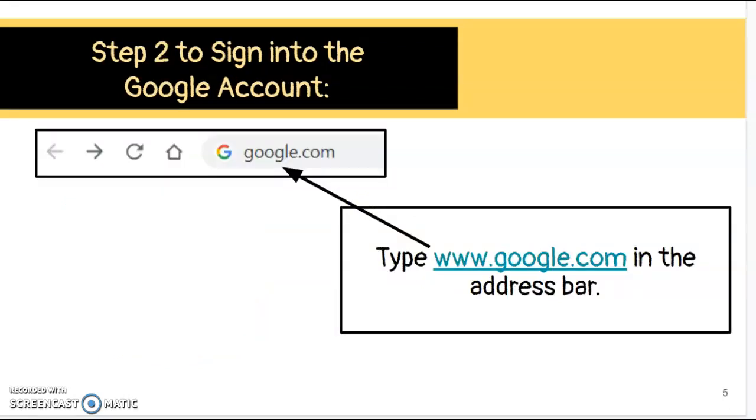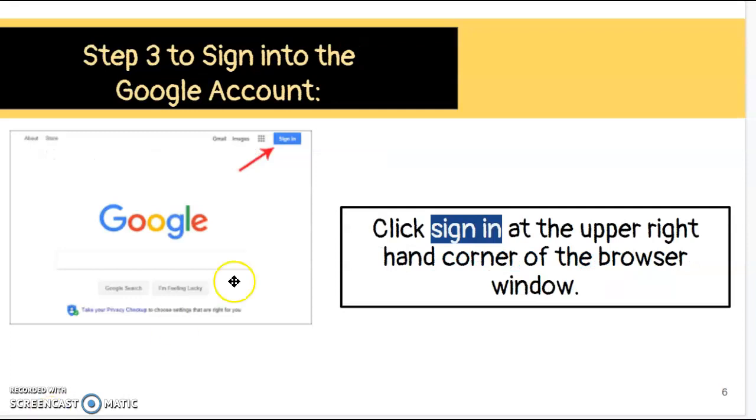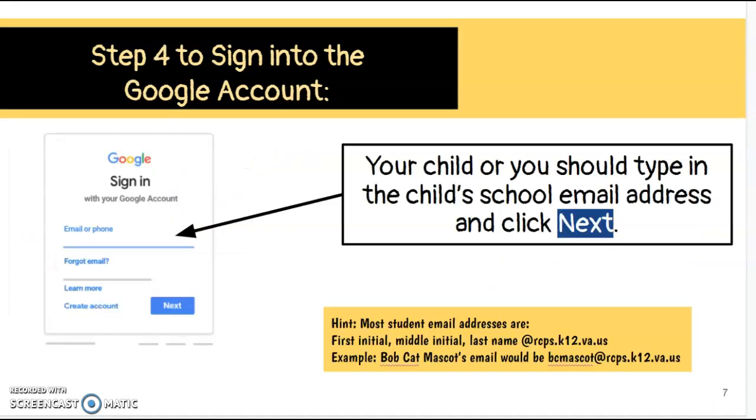Step 2. Sign in to the Google account. They will need to type into the address bar www.google.com. Then you will be given a little sign in button at the upper right hand corner of the browser window. Click on the sign in button. Step 4. This window will now appear.